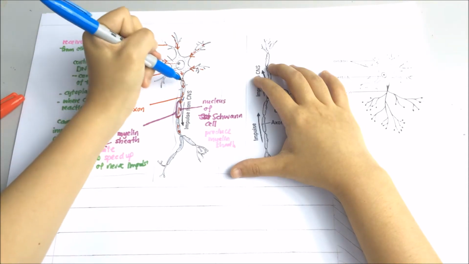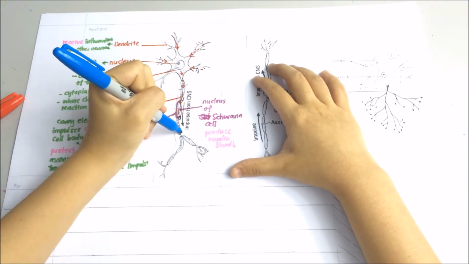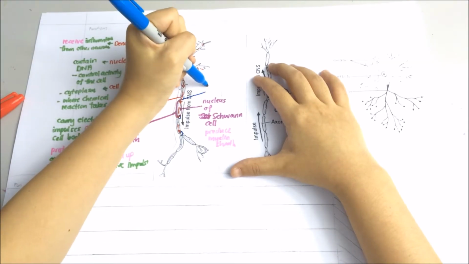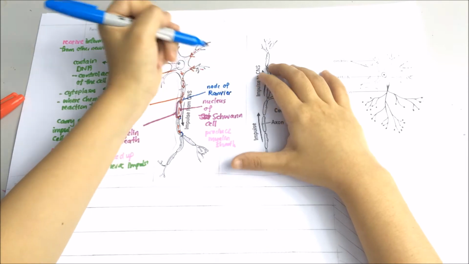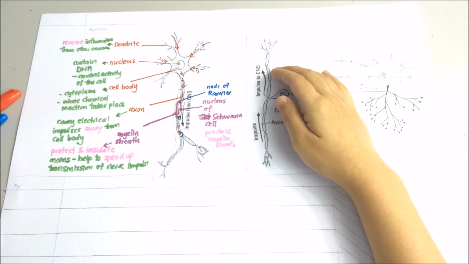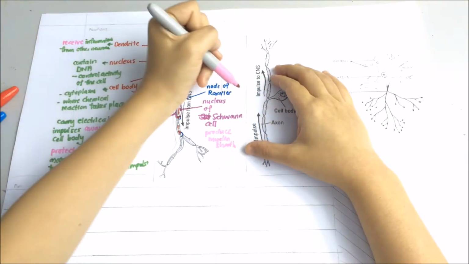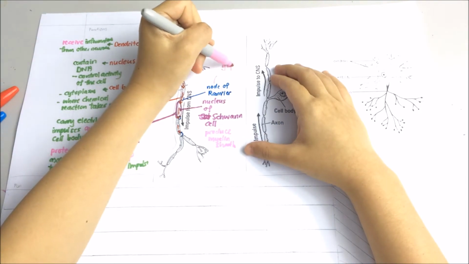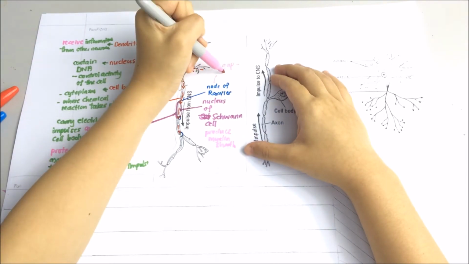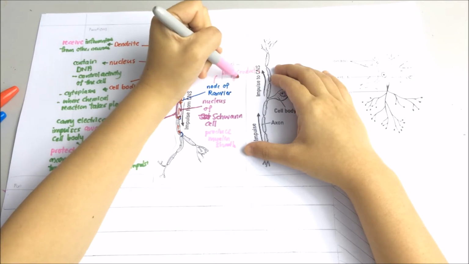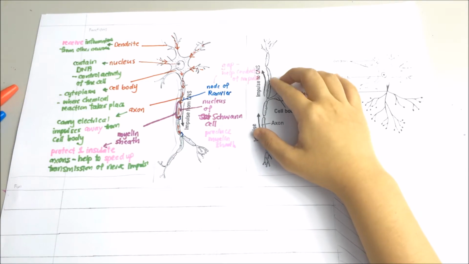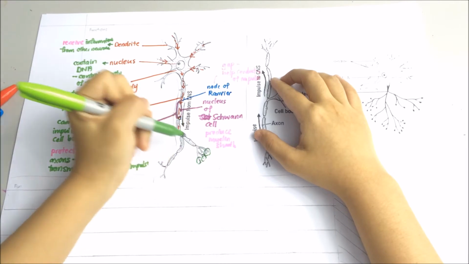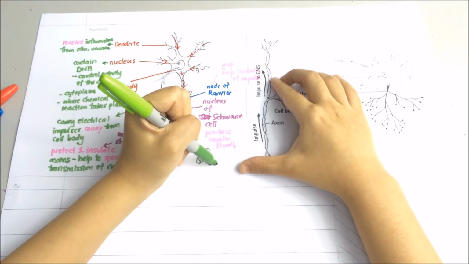There are tiny little gaps between the myelin sheath as well, and these are known as nodes of Ranvier. And this gap will help to conduct the impulse. For your information, as a nerve impulse travels along an axon, it actually jumps from one node to another node. And this way of jumping will speed up the transmission of nerve impulses.